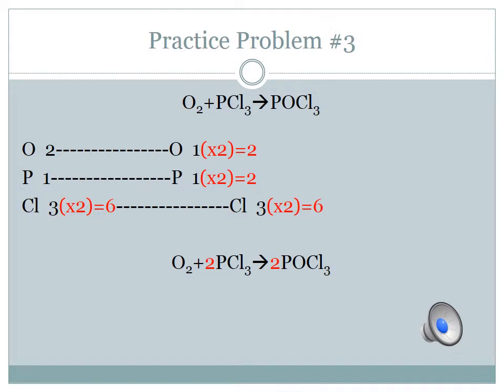You guys should start to get the hang of balancing chemical equations. Let's do another one. This is a synthesis equation, where if you take oxygen gas and phosphorus trichloride, you'll end up with phosphoryl chloride, or POCl3. Try not to look at the solution.